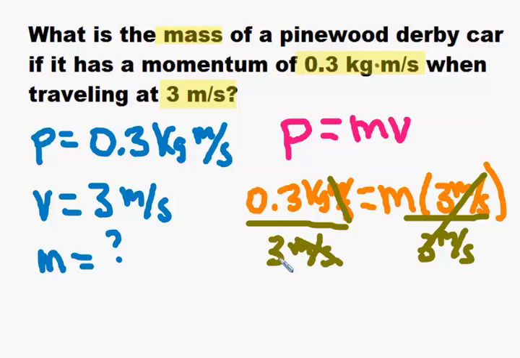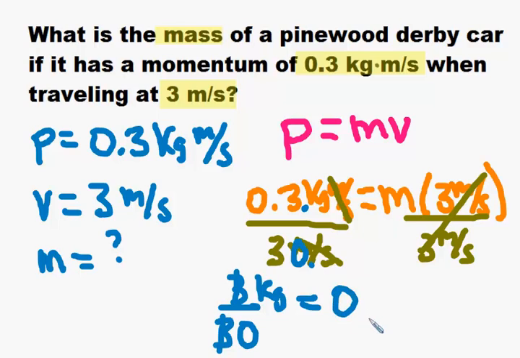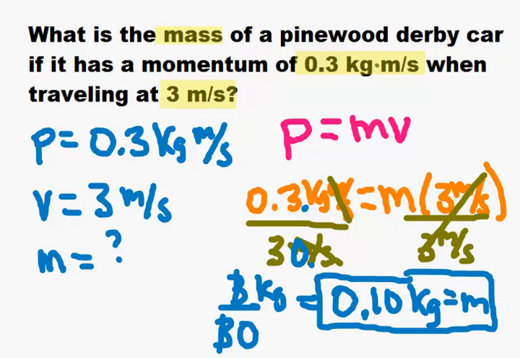Okay, so we got 0.3 divided by 3. You can use a calculator with that, or here's a little trick you can do to make this easier. Move the decimal point over one spot. As long as you do it to both places, the fraction will still have the same value. So I end up with 3 over 30 kilograms. The 3 on top cancels the 3 on the bottom, so I have 1/10, 0.10 kilograms equals the mass of the Pinewood Derby car.